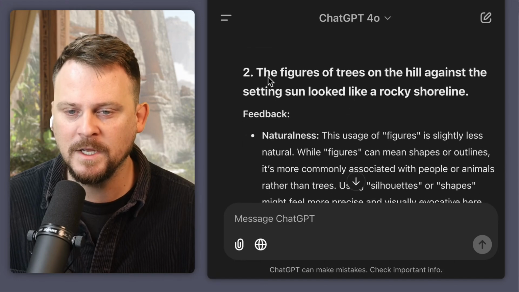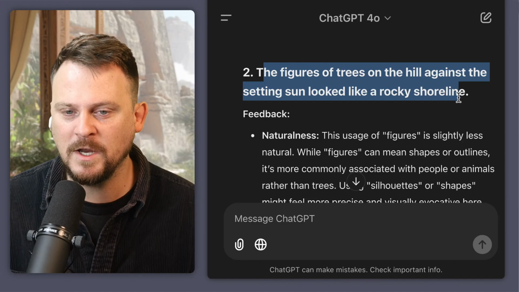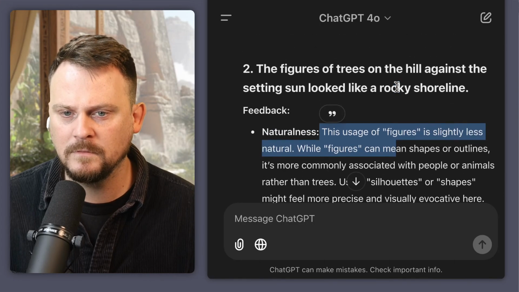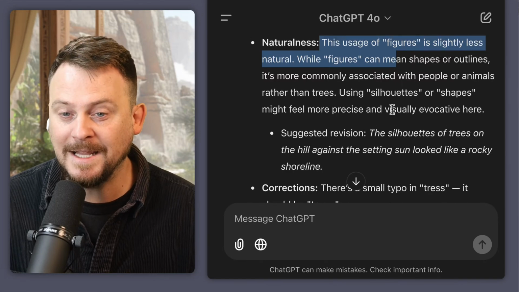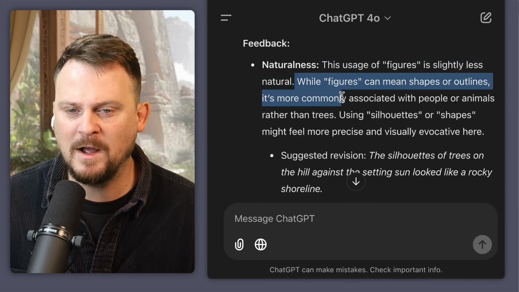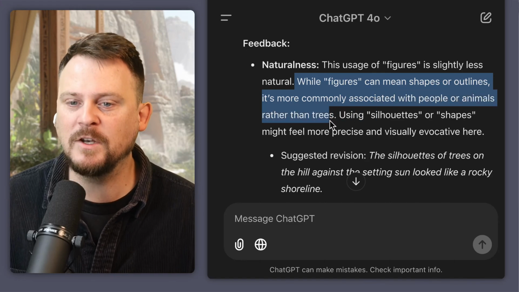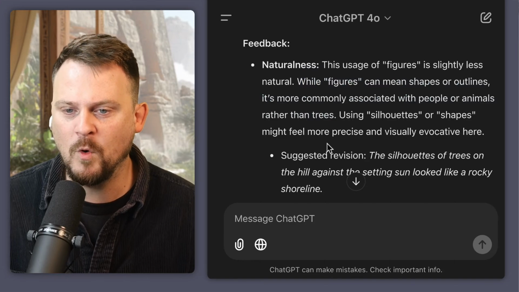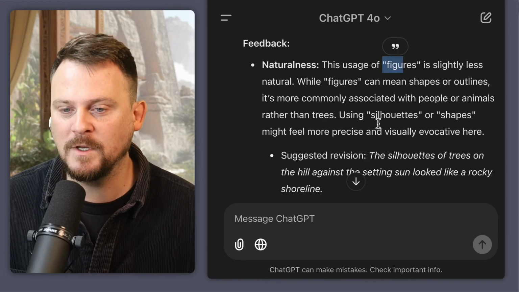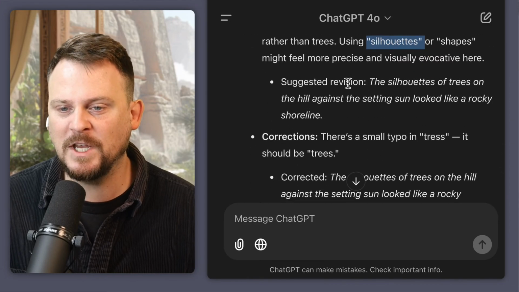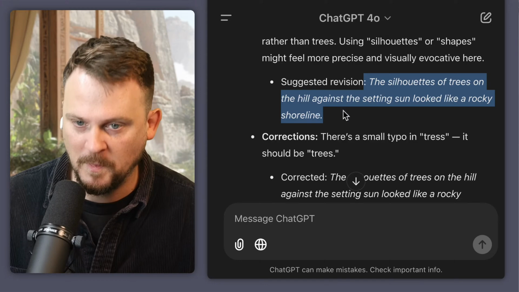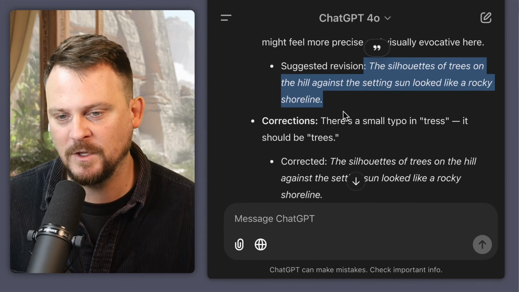Yeah. The next one, the figures of trees on the hill against the setting sun looked like a rocky shoreline. Feedback. The usage of figures is slightly less natural. While figures can mean shapes or outlines, it's more commonly associated with people or animals rather than trees. Using silhouettes or shapes might feel more precise and visually evocative. So it's saying maybe less common to use figures of trees and maybe more common to use silhouettes or shapes. Suggested revision, the silhouettes of trees on the hill against the setting sun looked like a rocky shoreline. It's not wrong, but it's saying maybe less common to use figures instead of silhouettes.